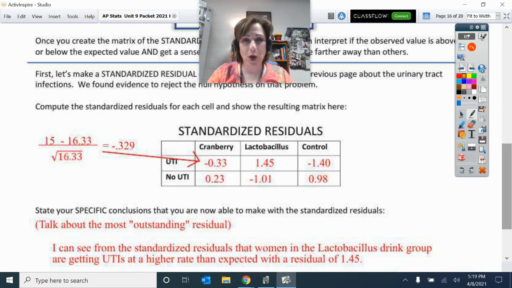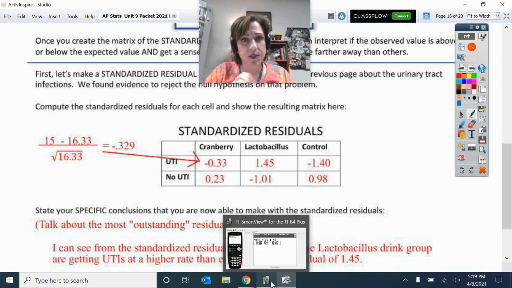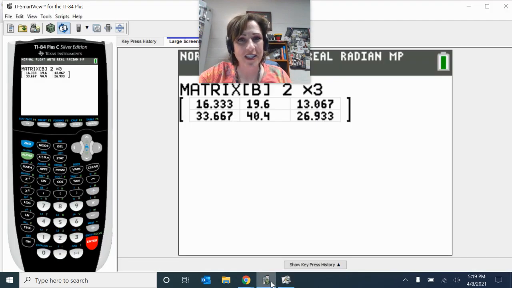Chi-squared test for homogeneity. And then you will complete one free response, which is that 2016 AP free response question, and then some multiple choice questions related to this. All right, so good luck to you on that.